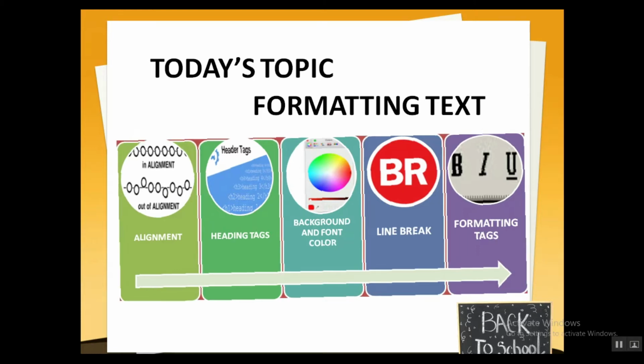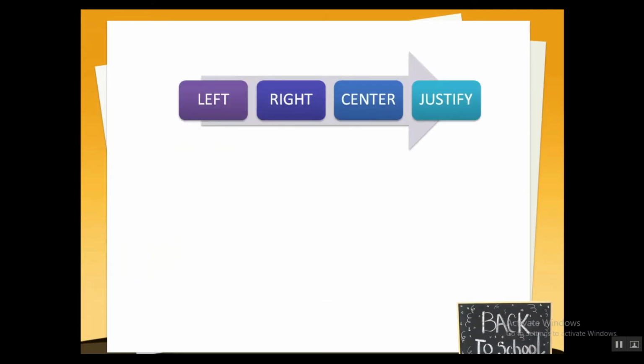Let's start with alignment. What do you mean by alignment? Alignment means positioning your text in different corners, in different directions. There are 4 different types of alignments: left, right, center, and justify. To use the alignment tag, we use the keyword as align. How we will write align? First, we have to open the angular bracket and inside that we will write align is equal to left in double quotes and then close the angular bracket. This is going to align our text in the left direction.